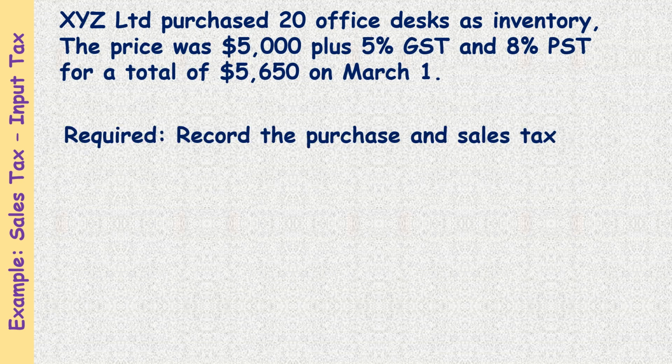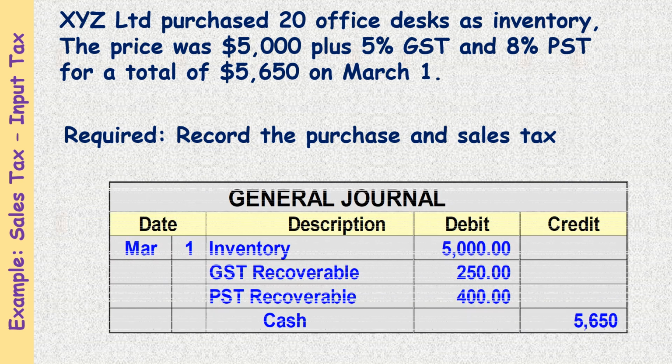So XYZ Limited purchased 20 office desks as inventory. The price was $5,000 plus 5% GST and 8% PST for a total of $5,650 on March 1st. So let's record this purchase and the taxes that XYZ Limited paid on this purchase.